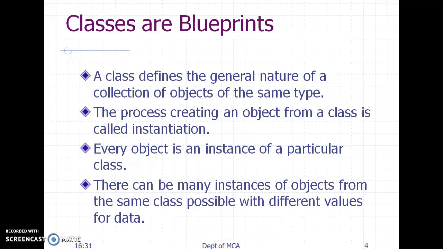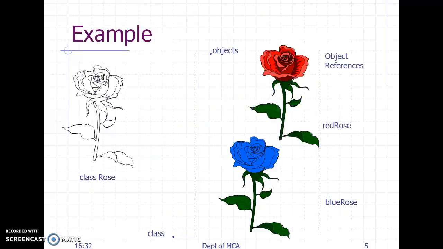Coming to classes. A class defines the general nature of a collection of objects of the same type. The process of creating an object from a class is also called instantiation. Every object is always an instance of a particular class. There can be many instances of objects from the same class, possibly with different values for different data.